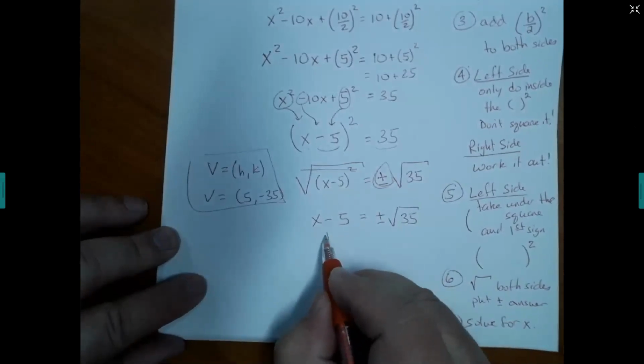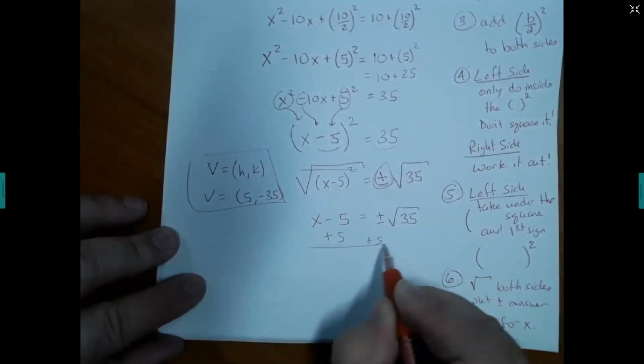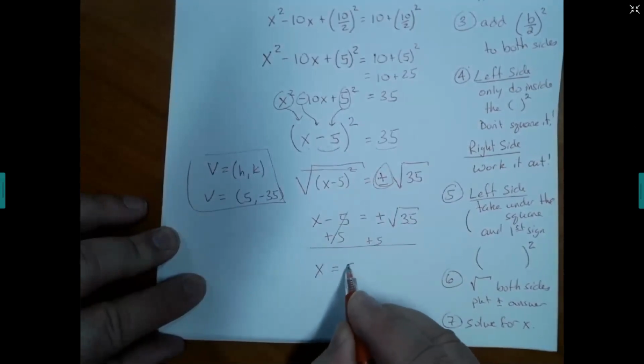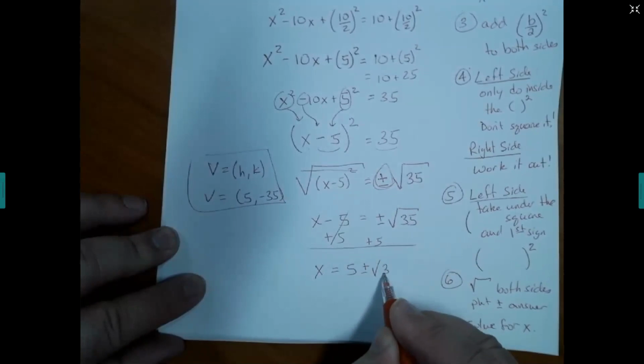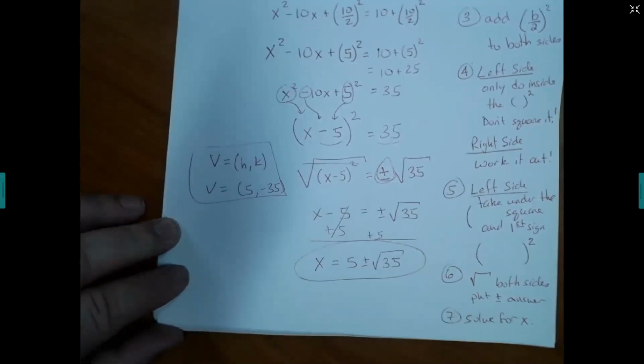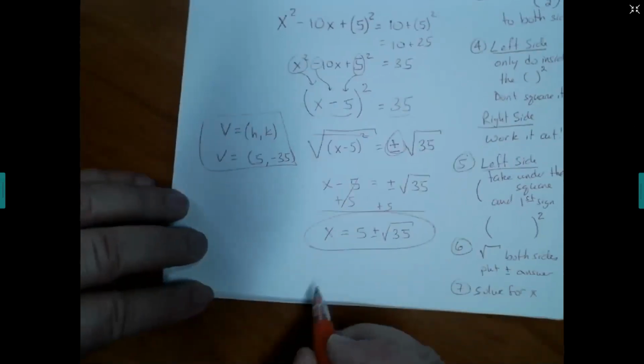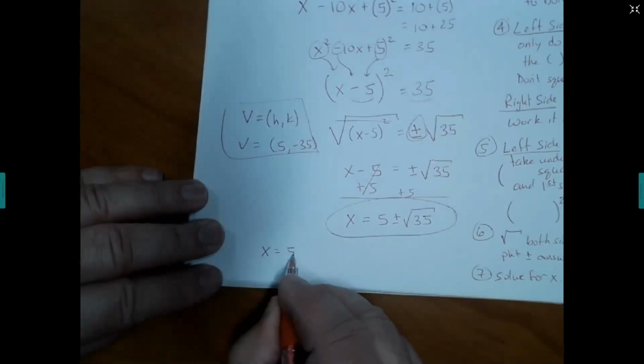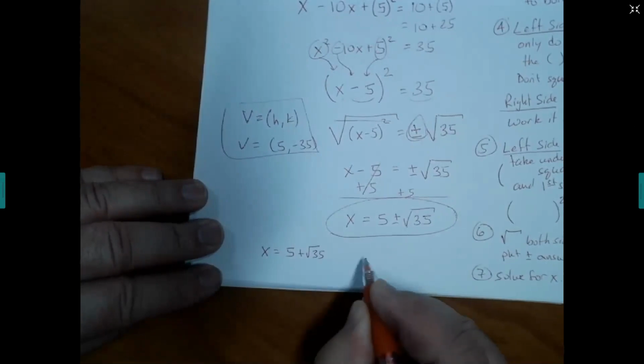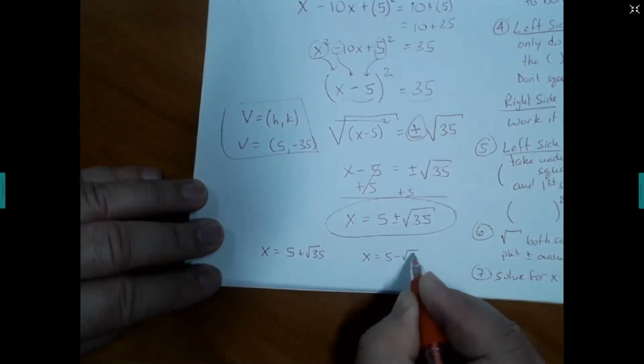And so I'll get x by itself. Add 5 to both sides. Those are our two answers. Our first answer is 5 plus square root of 35. Our second answer is 5 minus the square root of 35.